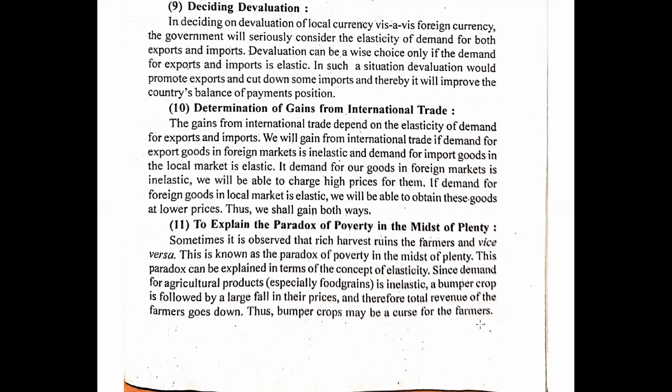So, guys, in some seasons when there is very good rain, each and every farmer grows more and more, and they get high production of food grains. Then what happens when the supply is very high? The price of food grains falls, and the farmer does not get an adequate price, or a proper price, for their production in the market. So it can be said that a bumper crop may be a curse for the farmers.